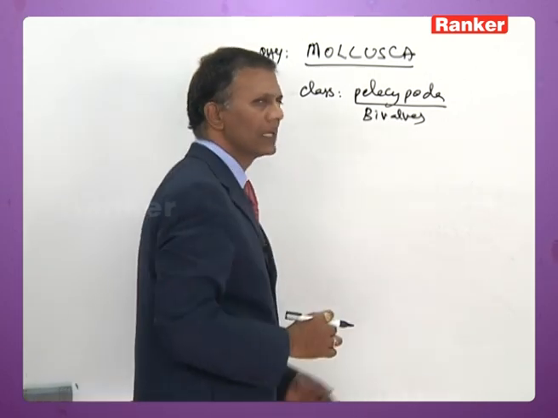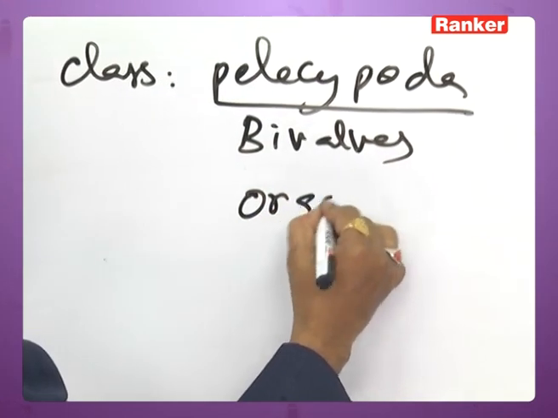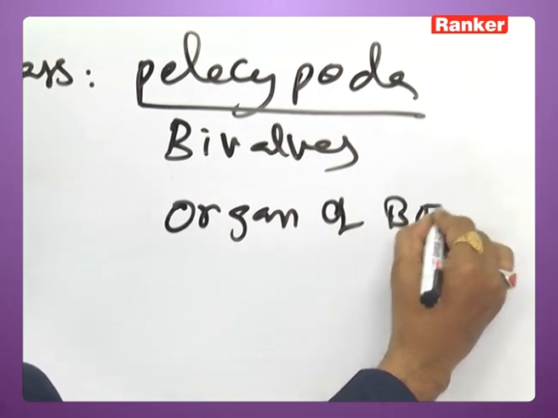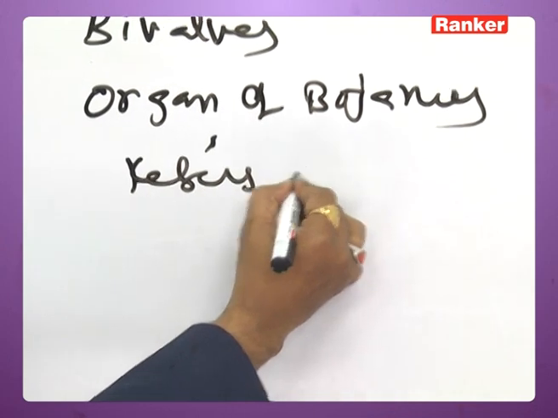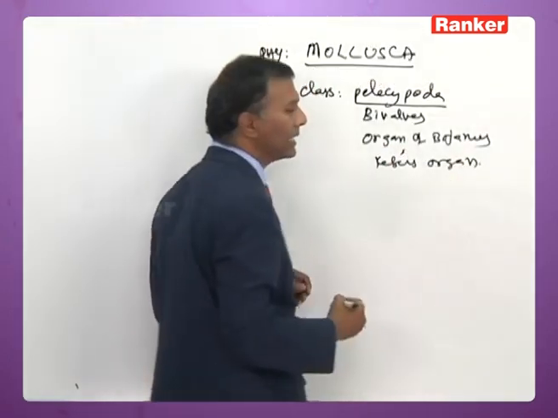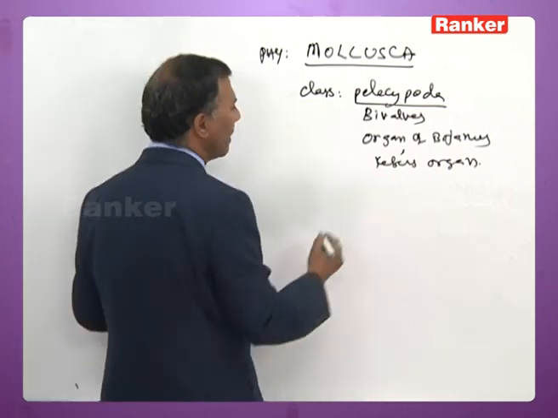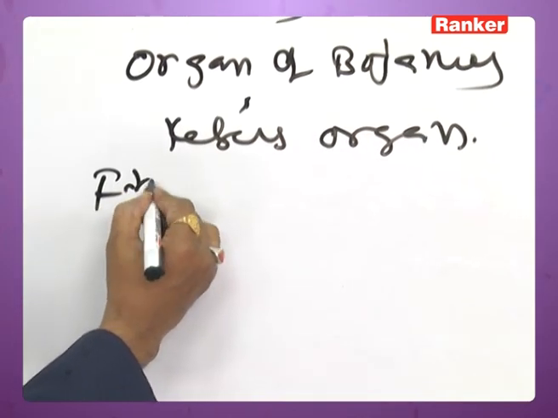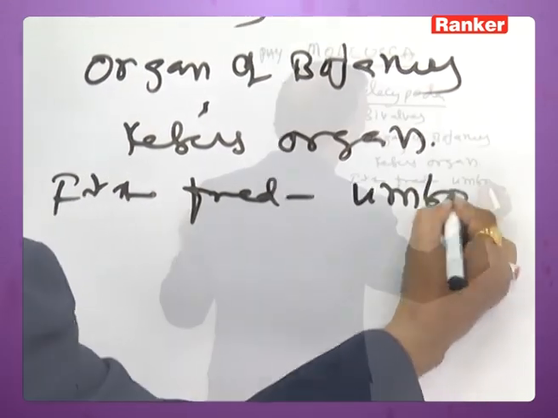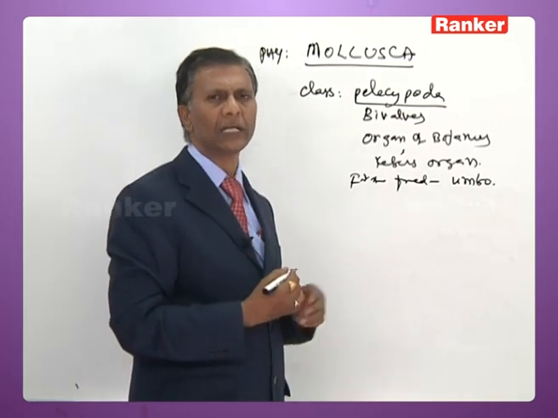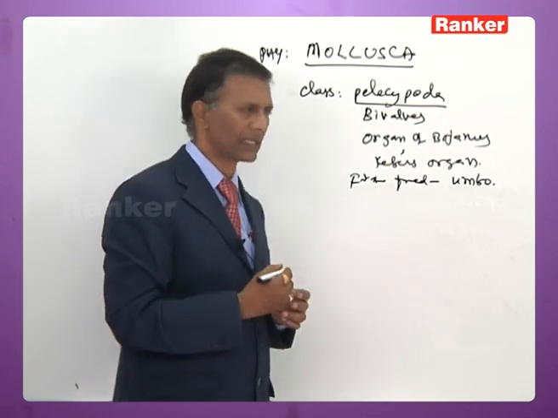In pelecypods, excretion takes place by kidneys known as the organ of Bojanus and Keber's organ. The first formed part of the shell is called umbo. And just like gastropods, in Pelecypoda the shell bears growth lines and varices.